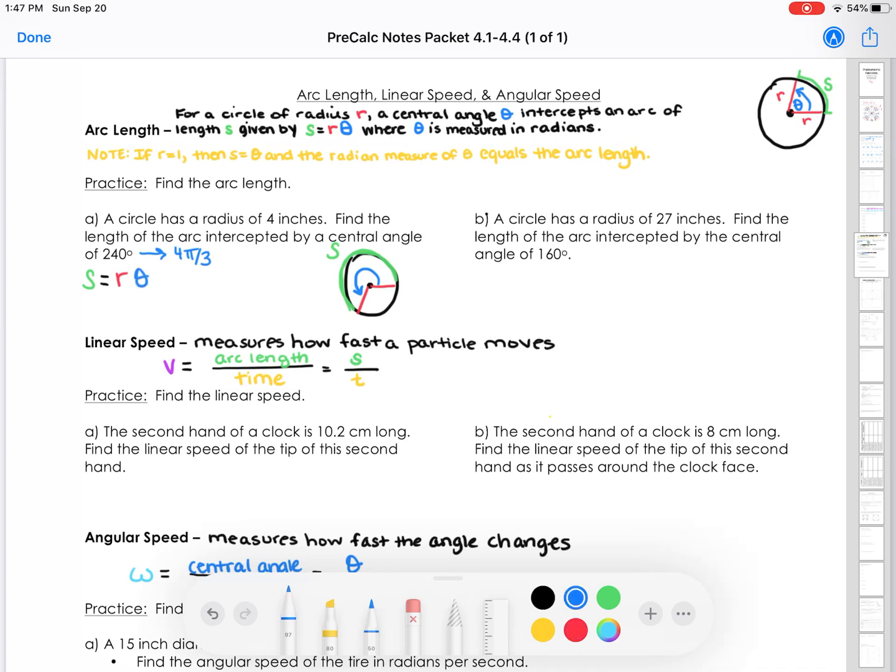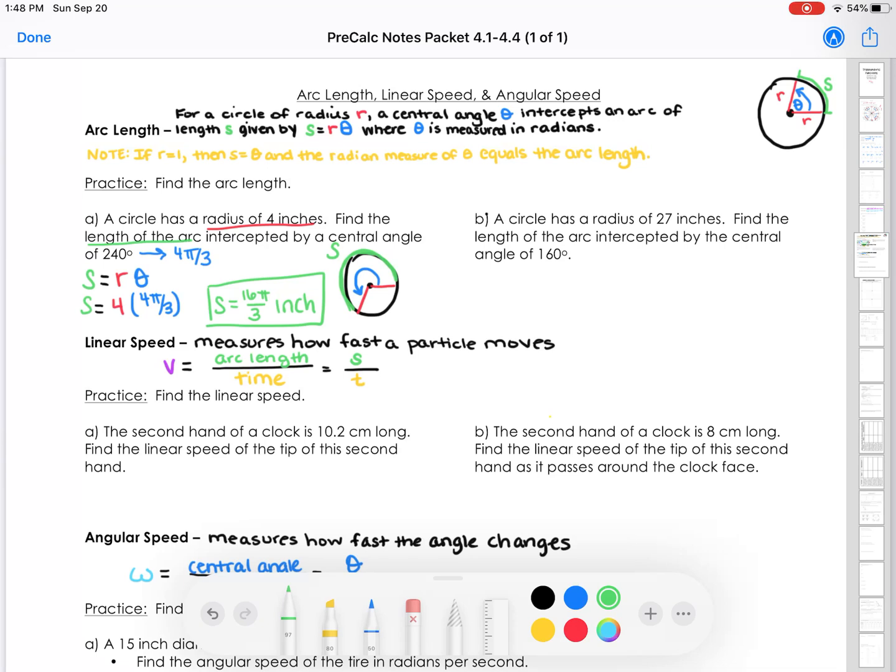So let's put in the information we know. We're looking for s, that's the question. So we don't know what s is, but we know that the radius is 4 inches. That's what they tell us in the directions. And we know that the angle is 4 pi over 3. So all we have to do is that multiplication. That's going to give us 16 pi over 3. So s is going to equal 16 pi over 3 inches. Or if you wanted to convert, that's like 16.76-ish inches.